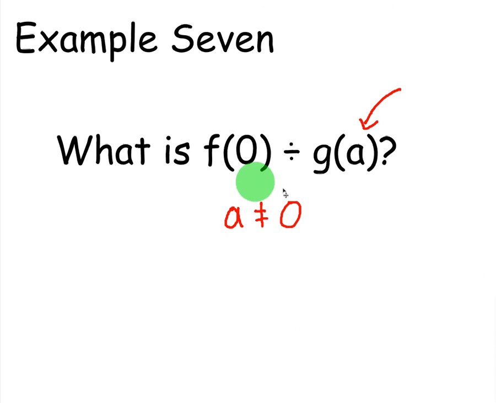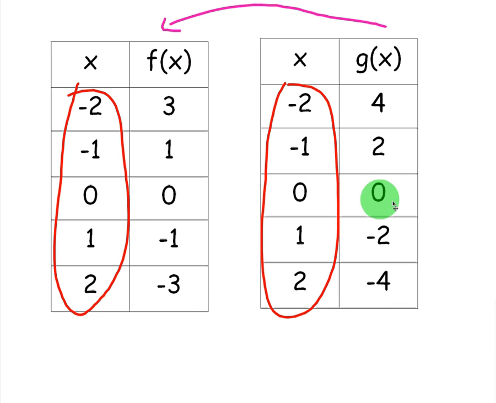Next up, we're going to be doing division. It's going to be f of 0 divided by g of a. Now, this is stipulating that a can't be equal to 0. So what does g of a actually mean? Well, g of a is basically going to be all of the x values except for 0, right? Some arbitrary a. So f of 0 divided by g of a.